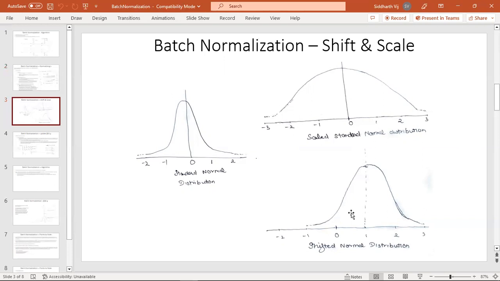But when we do a shifting, that's the bottom chart that you see. In this diagram, the overall distribution has started to shift. In the base distribution, you had 0 as the mean, but in the shifted distribution, you are having 1 as the mean. That is the difference between shift and scale. Scale would widen the data distribution, and shift would move the data distribution to a different point.